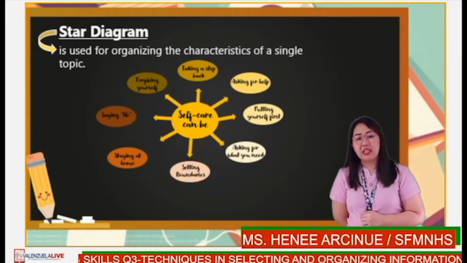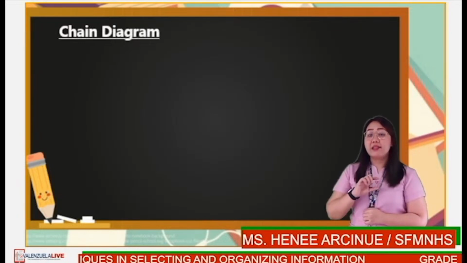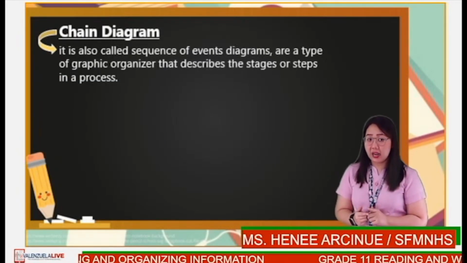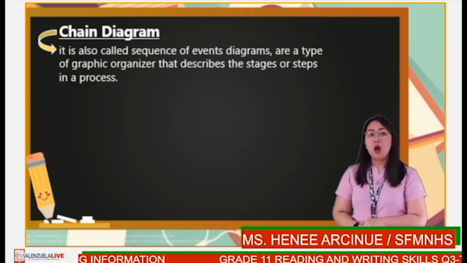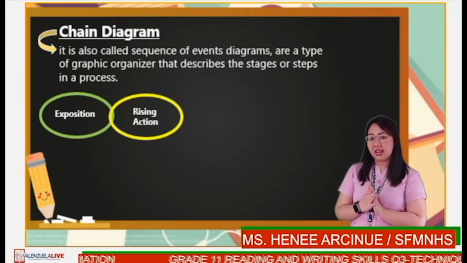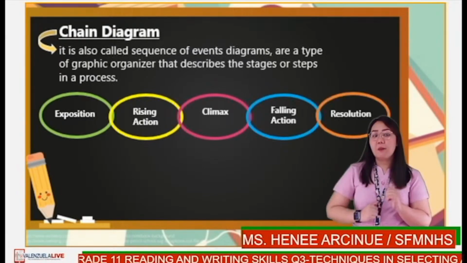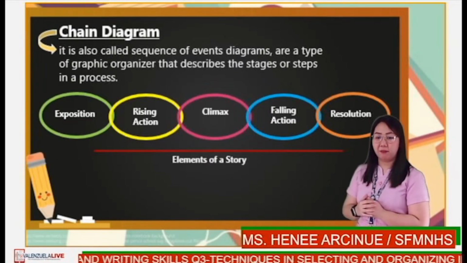And lastly, we have the chain diagram. It is also called sequence of events diagram. This type of graphic organizer describes the stages or steps in a process. One of the best examples of this chain diagram is the elements of a story. This basically presents the stages in each part of the story.